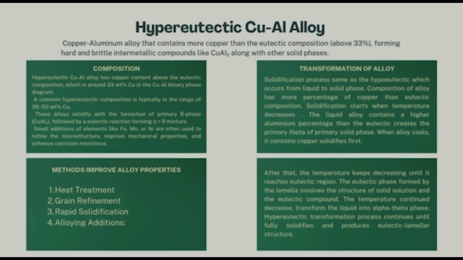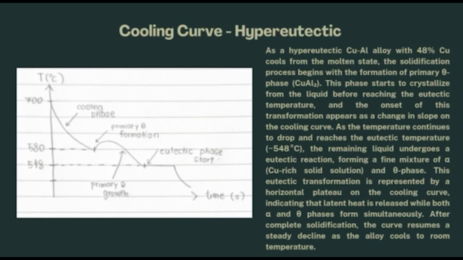After that, the temperature keeps decreasing until it reaches the eutectic region. The eutectic phase formed by lamella involves the structure of solid solution and eutectic compound. The temperature continues to decrease, transforming the liquid to alpha theta phase. The hyper-eutectic transformation process continues until it's fully solidified and produces eutectic lamella structure. So I'm gonna proceed with the cooling curve for hyper-eutectic.